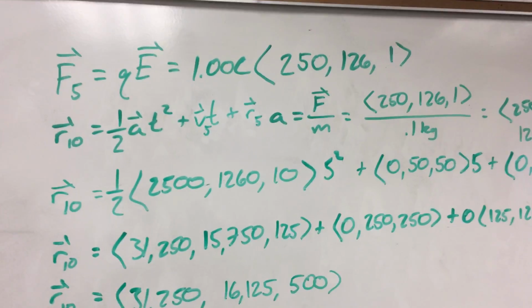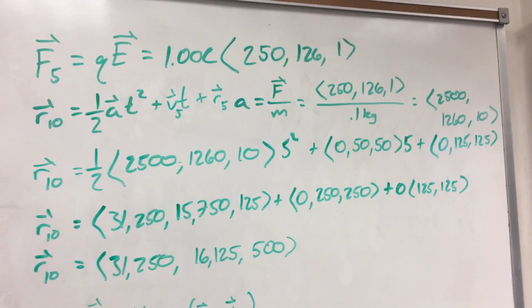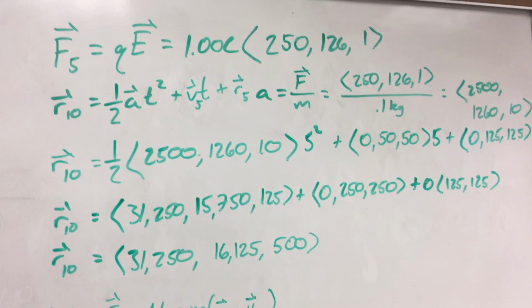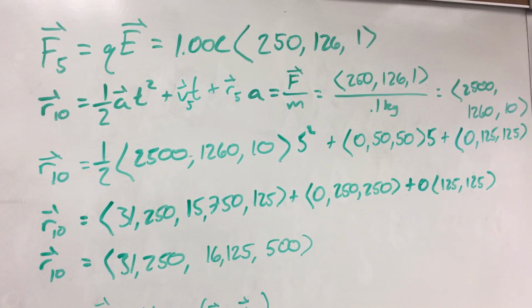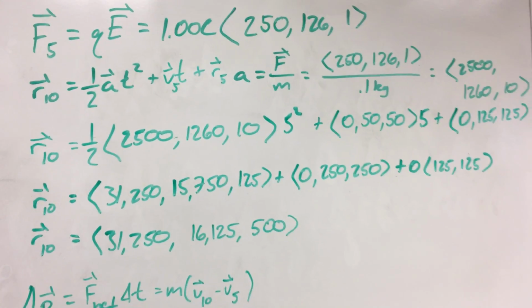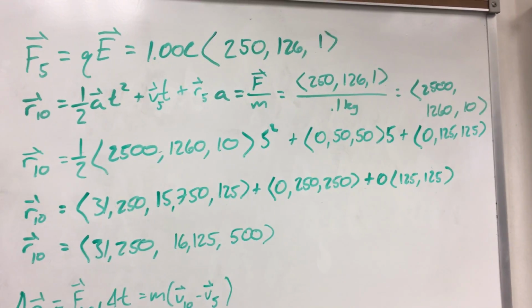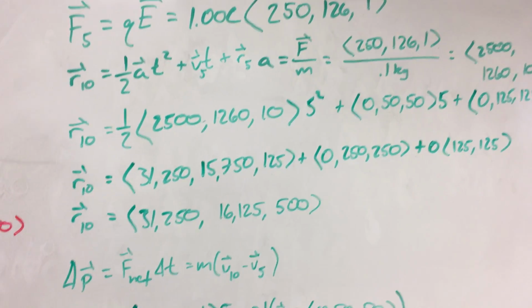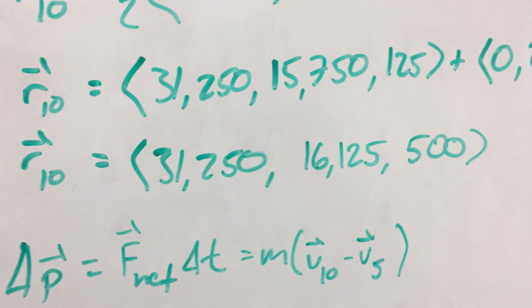And so again, we plug this into a kinematic equation very similar to what we did before. Only this time, because we have an initial velocity, we've added a velocity dependent term. And so again, we go through the same process of simplification and adding all of our vectors up. And then we get this for our position at 10 seconds.